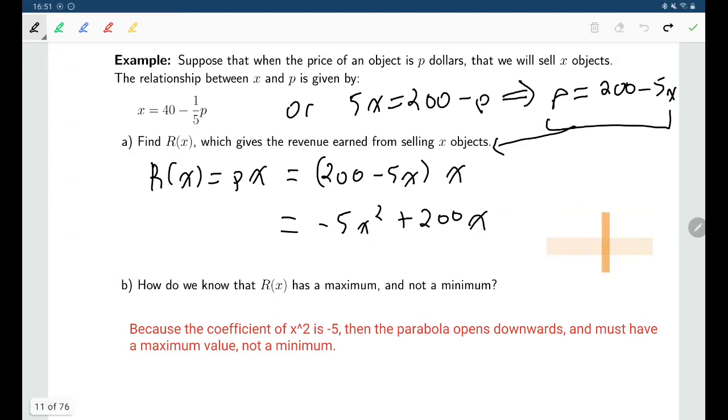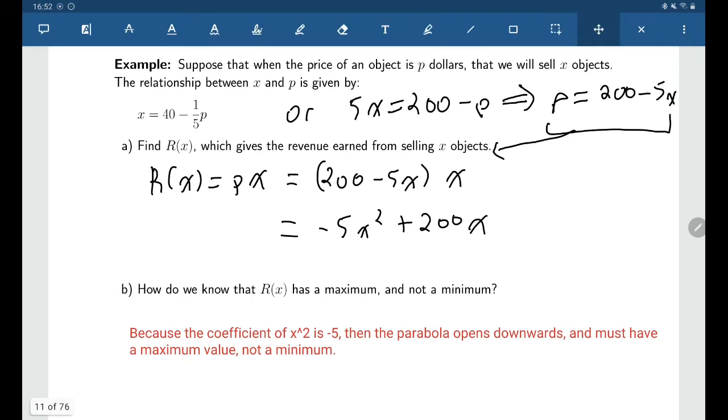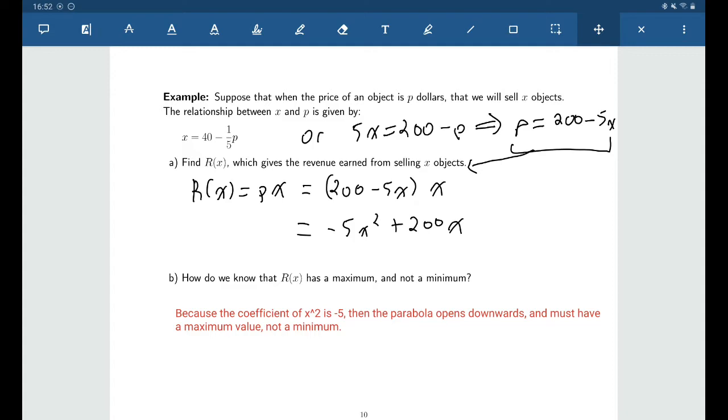You would only be able to have a minimum value if you had a parabola that was opening upward, but that would only be possible if the coefficient for the x squared term was a positive number, which it's not. So since our coefficient for the x squared term happens to be a negative number, then we know our parabola opens down, and if our parabola opens down, well then good for us. That means we must have a maximum value, not a minimum value.